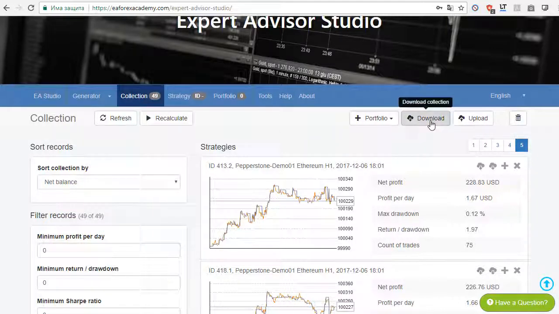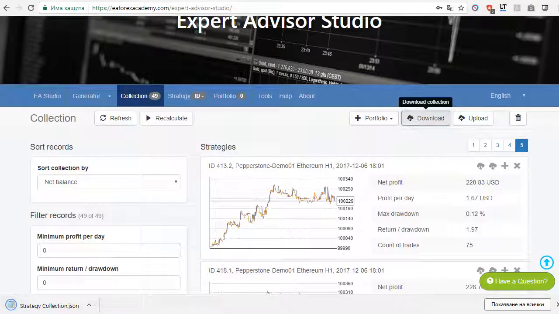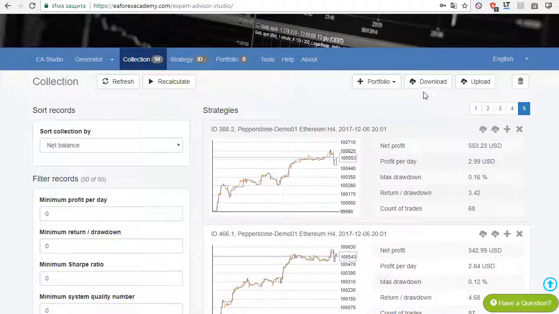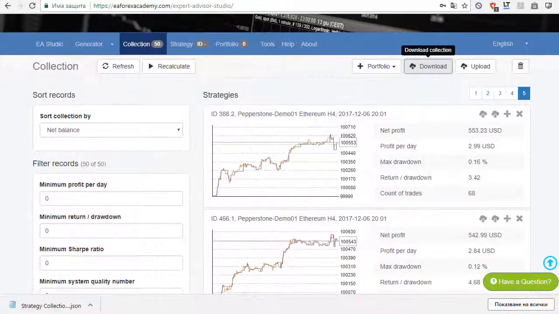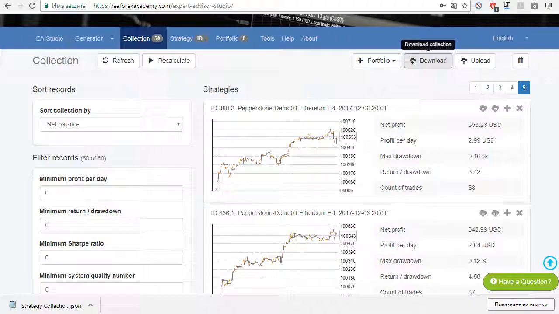I will download this collection to make sure not to lose it or to delete some strategy by mistake. And as well, I will download the collection for the H4 chart. Okay, so now guys, what I will do, I will export the strategies and I will place them on the demo account, but I will show you how I'm doing that in the next lecture.